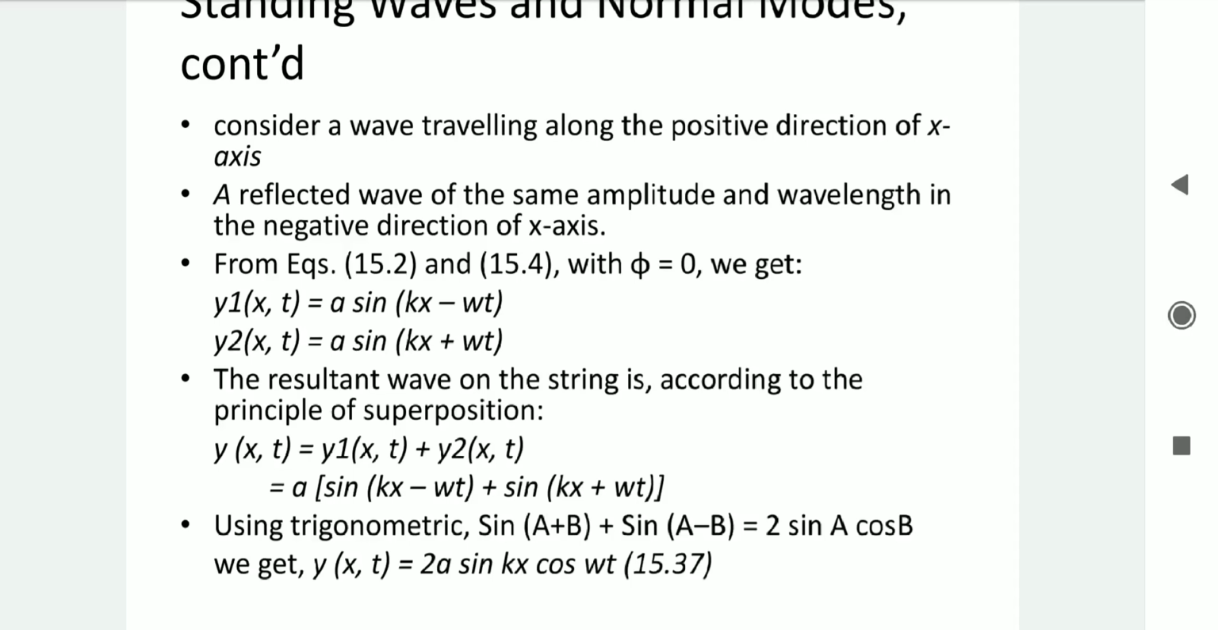That will give you sin(kx - ωt) + sin(kx + ωt). So using that trigonometry, by taking a common factor, sin(A + B) + sin(A - B) gives you 2 sin A cos B. By substituting that value, we have y(x, t) = 2a sin kx cos ωt. Here kx and ωt appear separately as different functions.